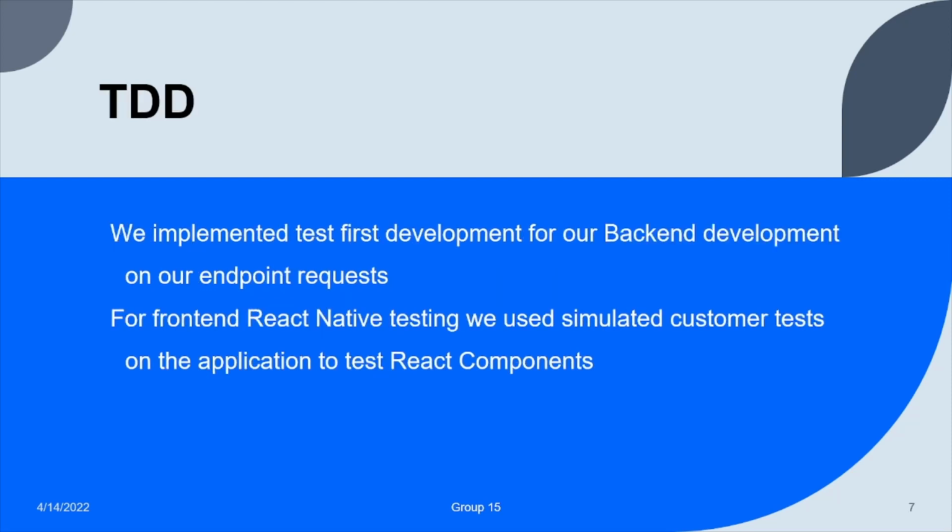For our test-driven development, we mainly focused on our backend. We implemented test-first development for our backend development on our endpoint requests. This ensured that our backend functioned correctly and we did not break our product. For front-end React Native testing, we used simulated customer tests on the application to test React components. This could be done in real time and the results could be seen immediately.